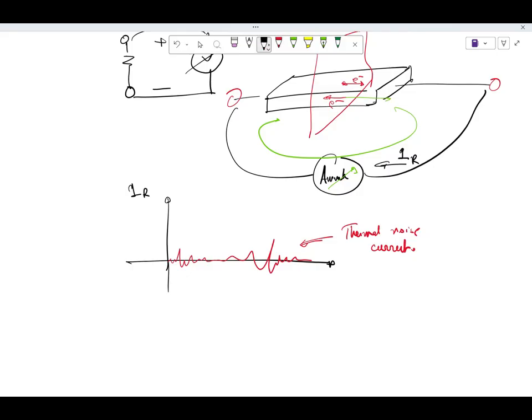So all resistors contribute to thermal noise. In principle, any device that dissipates power contributes to thermal noise. A capacitor does not dissipate power, so a capacitor does not contribute to any thermal noise. An inductor doesn't dissipate power, and an inductor does not contribute to any thermal noise. So resistors, similarly transistors, diodes, everybody contributes to thermal noise, but inductors and capacitors don't.